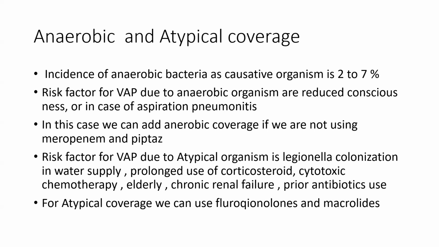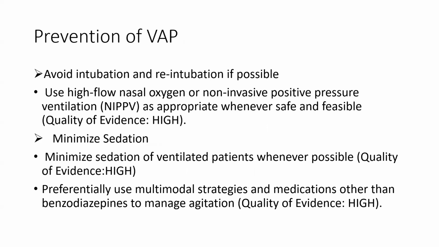The risk factors for VAP due to atypical organisms, like Legionella, are colonization in the water supply, prolonged use of corticosteroids, cytotoxic chemotherapy, elderly age, chronic renal failure, and prior antibiotic use. For atypical coverage, we can use fluoroquinolones and macrolides. Again, macrolides are preferred over fluoroquinolones. Then, how to prevent this VAP?